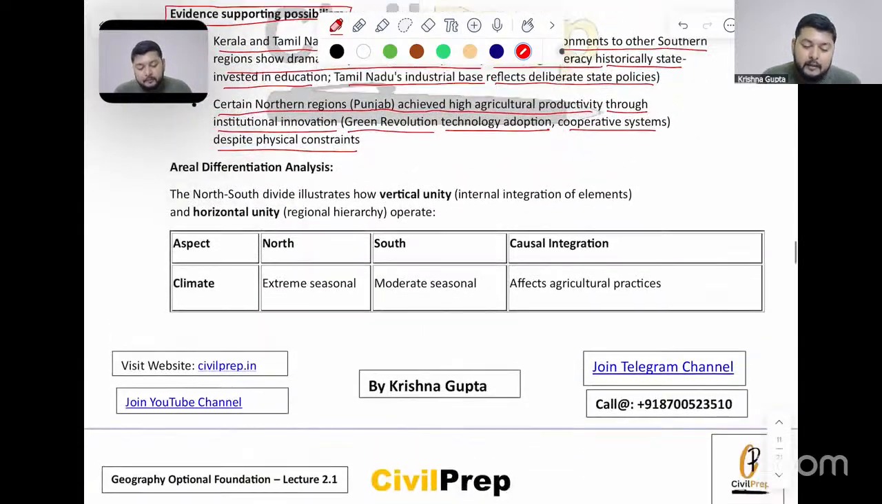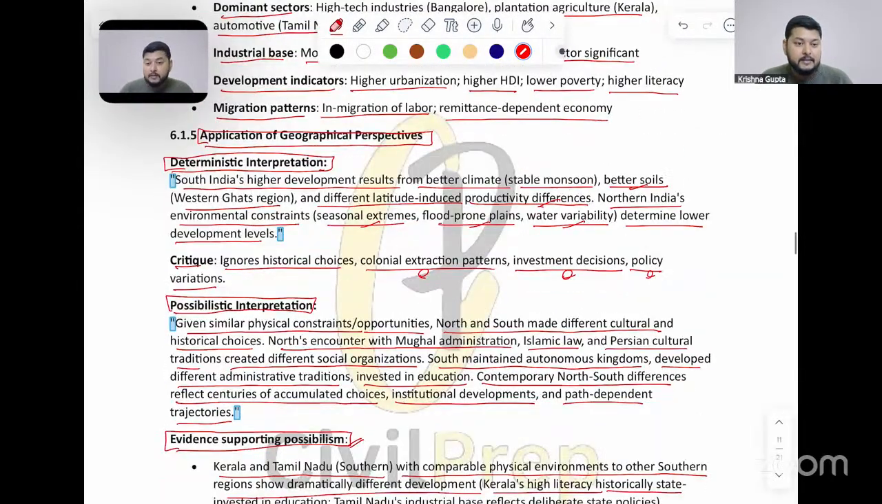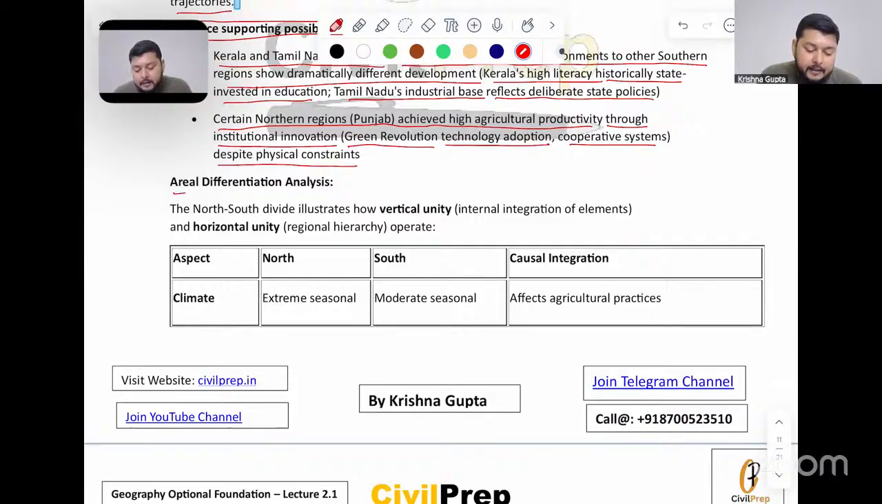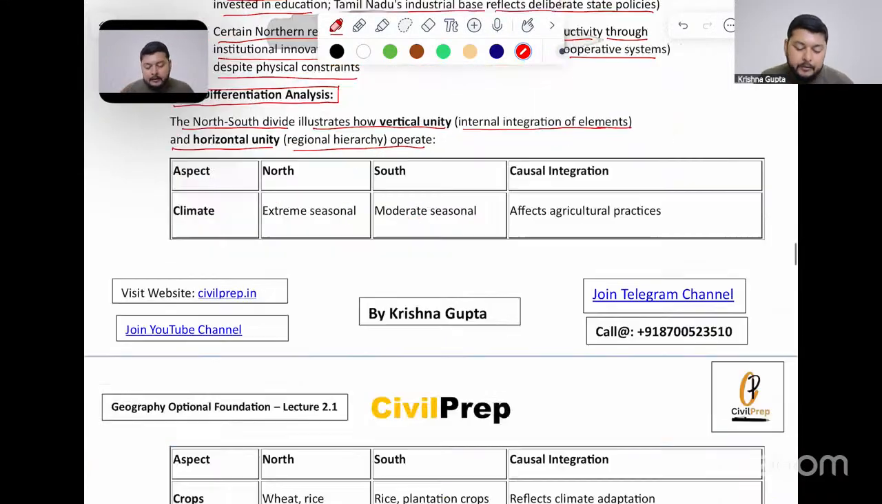Now, this is important from the possibilistic and deterministic aspect, which helps us understand areal differentiation or regional synthesis. Why? Because areal differentiation and regional synthesis take into consideration both the physical aspect and the human aspect to understand this stream in a better way. Now, moving to the next aspect, the areal differentiation analysis. The north-south divide illustrates how vertical unity, the internal integration of elements, and horizontal unity, that is regional hierarchy, operate. What we have seen in the previous part, we will now apply in the contemporary context.